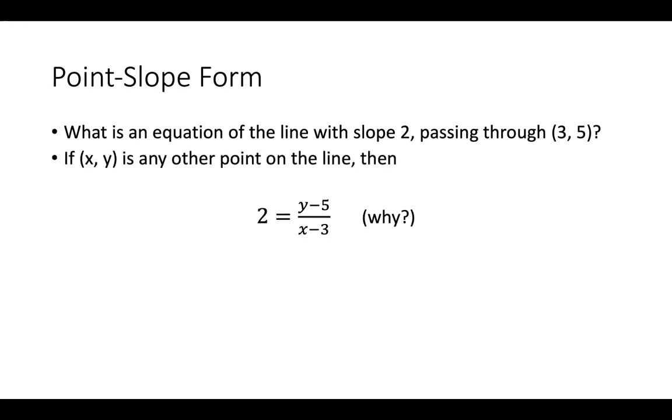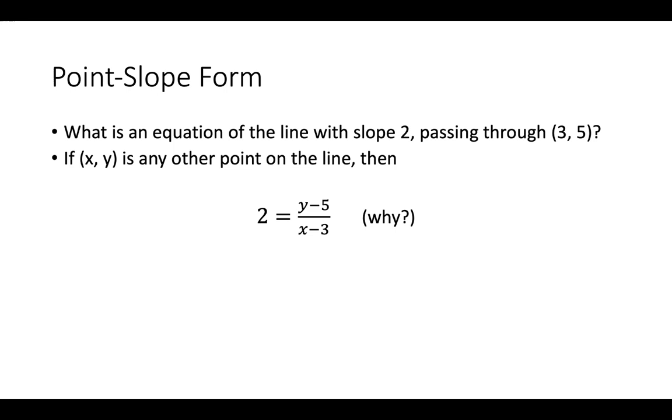So I'm going to say that if x, y is any other point on this line, then it must be true that 2 is equal to y minus 5 over x minus 3. Can you see where I got that? Well, that just comes from the slope formula. Remember the slope formula, m equals y2 minus y1 over x2 minus x1. That's where I got that.